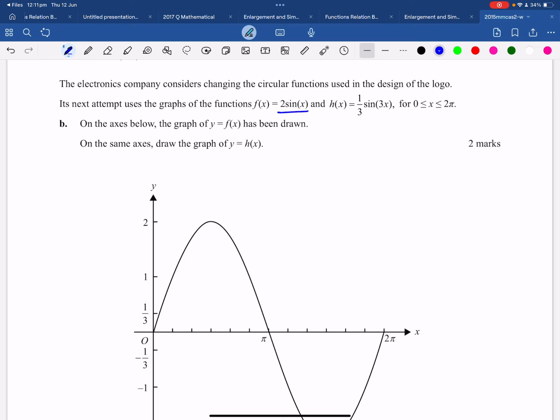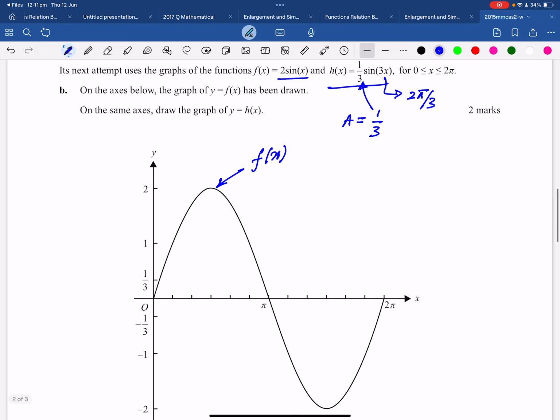Okay, moving into the other section, f(x) is equal to 2 sin x. We are not going to change that function, so that is f(x) over here. Then h(x) is a new function, 1 divided by 3 sin 3x. We'll try to find the period of this one. The period should be 2 pi divided by 3, and the amplitude is going to be 1 divided by 3.